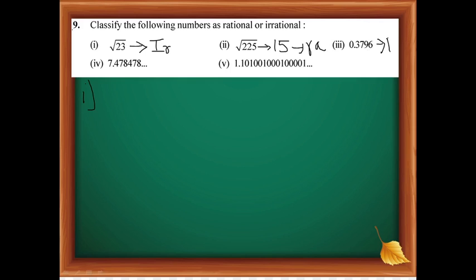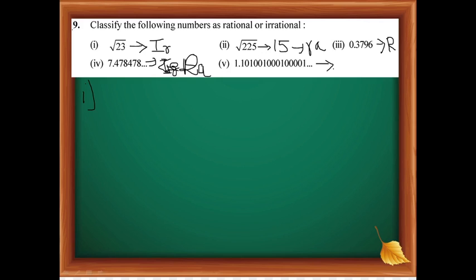0.3796 is also a rational number because it is terminating. This is repeating. Sorry, it is not irrational, it is rational. Why? Because they are non-terminating and repeating. Non-terminating and repeating will come under rational numbers only.